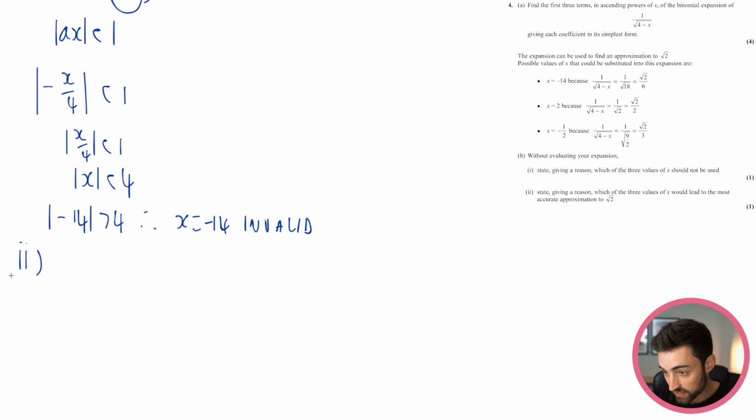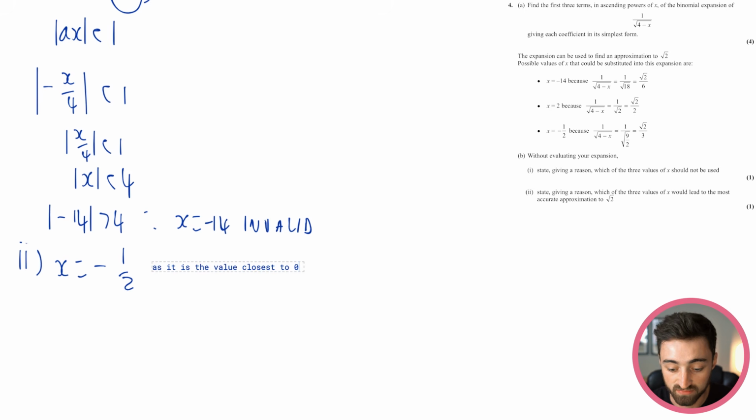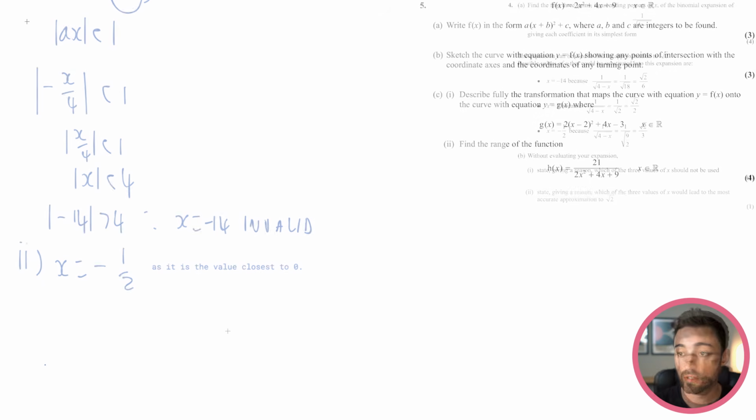Right, last bit now. State, giving a reason, which of these three values of x would lead to the most accurate approximation to root 2. So that might not be as obvious. Basically, you want x to be as close to 0 as possible, kind of as the modulus of it to be as small as possible. You get further away from 0, because obviously binomials are approximations, right? You get further away from 0, you start diverging a little more. So if you are ever asked what's the most accurate, given that they're all valid, it's the one closest to 0. So you would say x equals minus a half, as it is the value closest to 0. Easy as that.